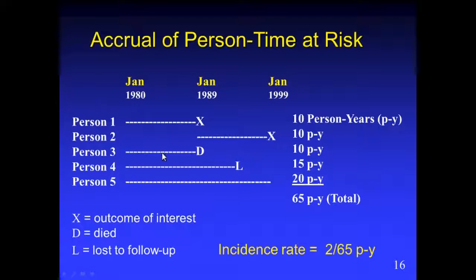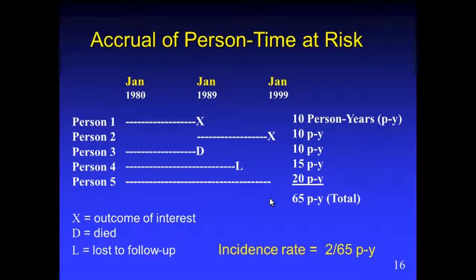And person 3 came in, but after 10 years they died. And then person 4, after 15 years, they were lost to follow-up. And then person 5, they went on for the full 20 years of follow-up, and nothing happened. They were not lost, didn't die, and they didn't get the disease X.